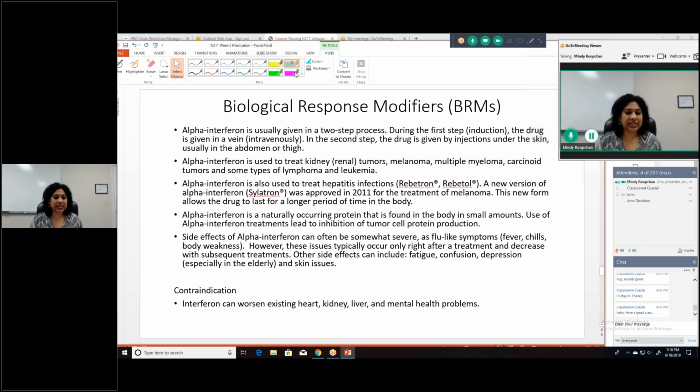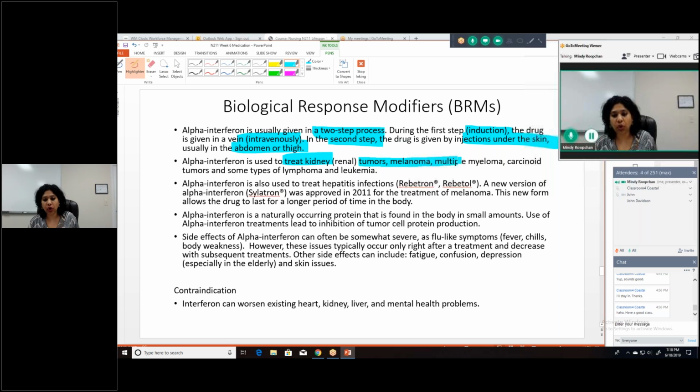Alpha interferon is given in a two-step process. In the first step, which is called induction, they give the drug through IV. In the second step, it's given as injections under the skin, in the abdomen or the thigh. It's used to treat kidney tumors, melanoma, multiple myeloma, carcinoid tumors, and some types of lymphoma and leukemia. It's a naturally occurring protein, like I said, that occurs in small amounts. The side effects can be somewhat severe, like flu-like.